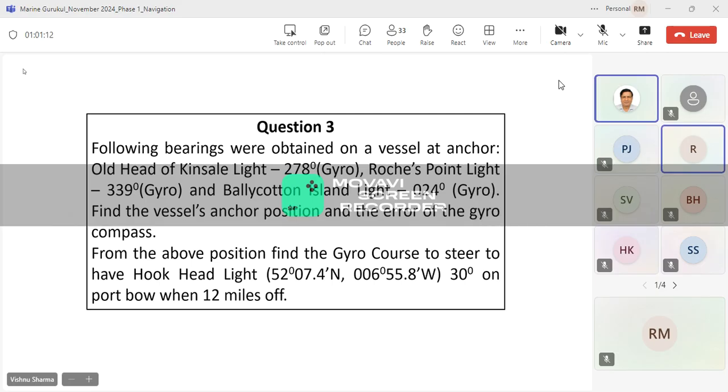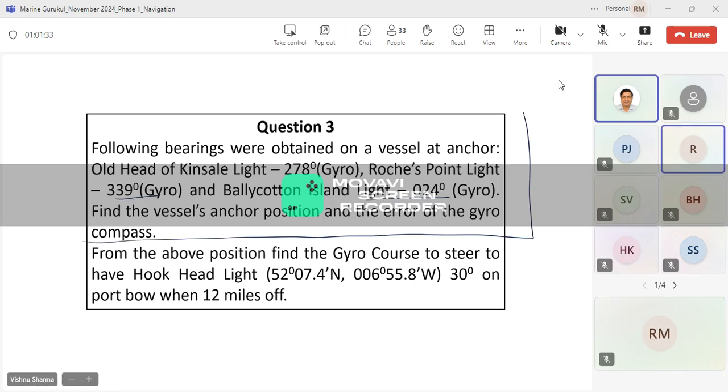Question number 3, guys. The following bearings were obtained on a vessel at anchor: Kinsale 278 gyro, Roche's 339 gyro, Bellicotton 024 gyro. Find the vessel's anchor position and the error of the gyro compass.